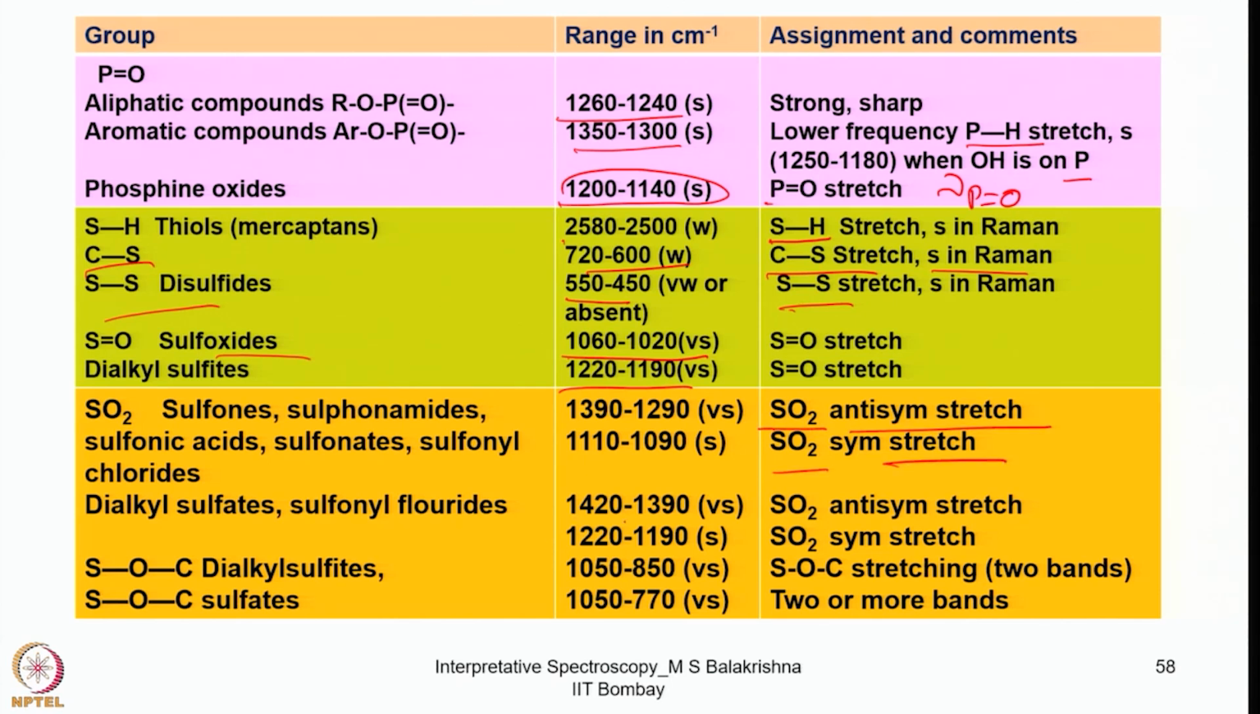And of course, in the case of 1420 to 1390, SO2 antisymmetric again, and 1220 to 1190, SO2 symmetric stretch. In the case of SOC, when C is from dialkyl, we have 1050 to 850. This is SOC stretching. Two bands are usually observed. For SOC sulfates, what we have is 1050 to 750. We can also anticipate two or more bands here. So these are all just for information. In case you come across some compounds and have IR on hand, you can readily analyze whether such groups are present or not.